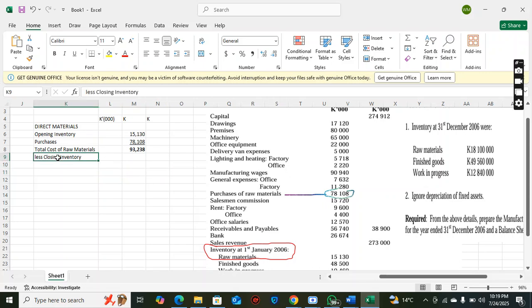Okay, yes, total less closing inventory for raw materials. So, closing inventory for the raw materials, we can see it here: 18,100,000. Now in our statements, these three zeros we're not including, we're just putting them on top there. If you want, you can put the whole amount, but it's best to shorten the amount so that you make life easy.